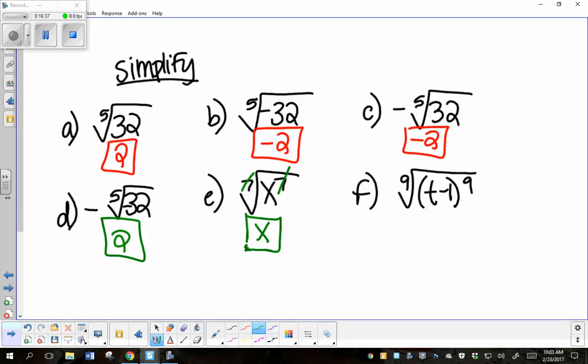Yeah? Is it an odd or even root? Is it odd or even? 9 is odd, right? Is there a need for absolute value signs for odd? No, no need for it. So it's just t minus 1. Yeah? Yep. As long as it's the same number here and here, those will just cancel out, and you're left with whatever's in there.